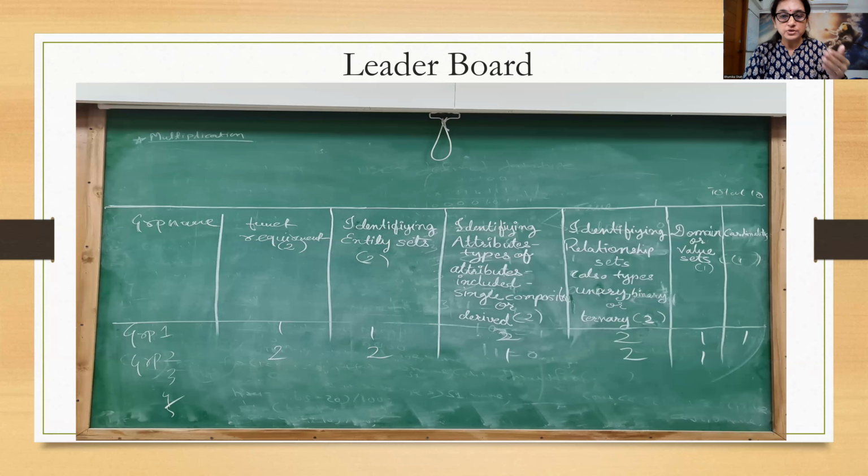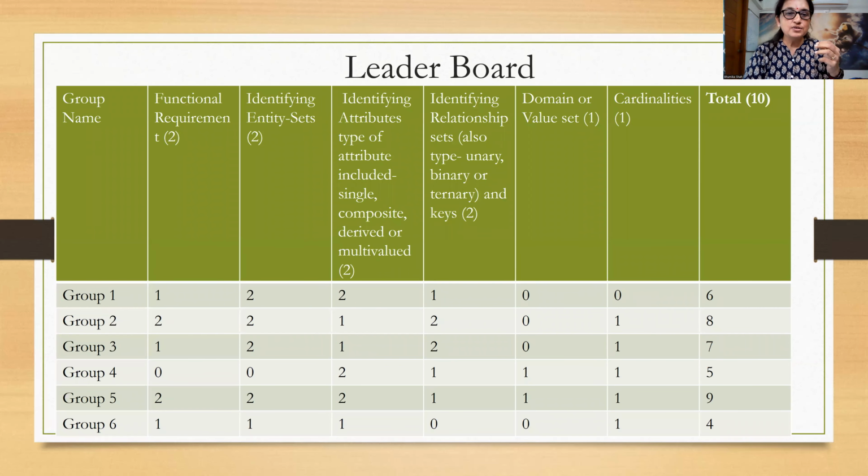This is the actual leaderboard on our board, and the presentable version rather. So we had divided the marking scheme. For functional requirements, entity sets, attributes, relationship sets, domain values, cardinalities, marks were provided based on all the parameters identified. And the students who scored good marks were, of course, highly motivated. Those who scored less at least learned what errors they were making. Once this was identified, this activity was done.